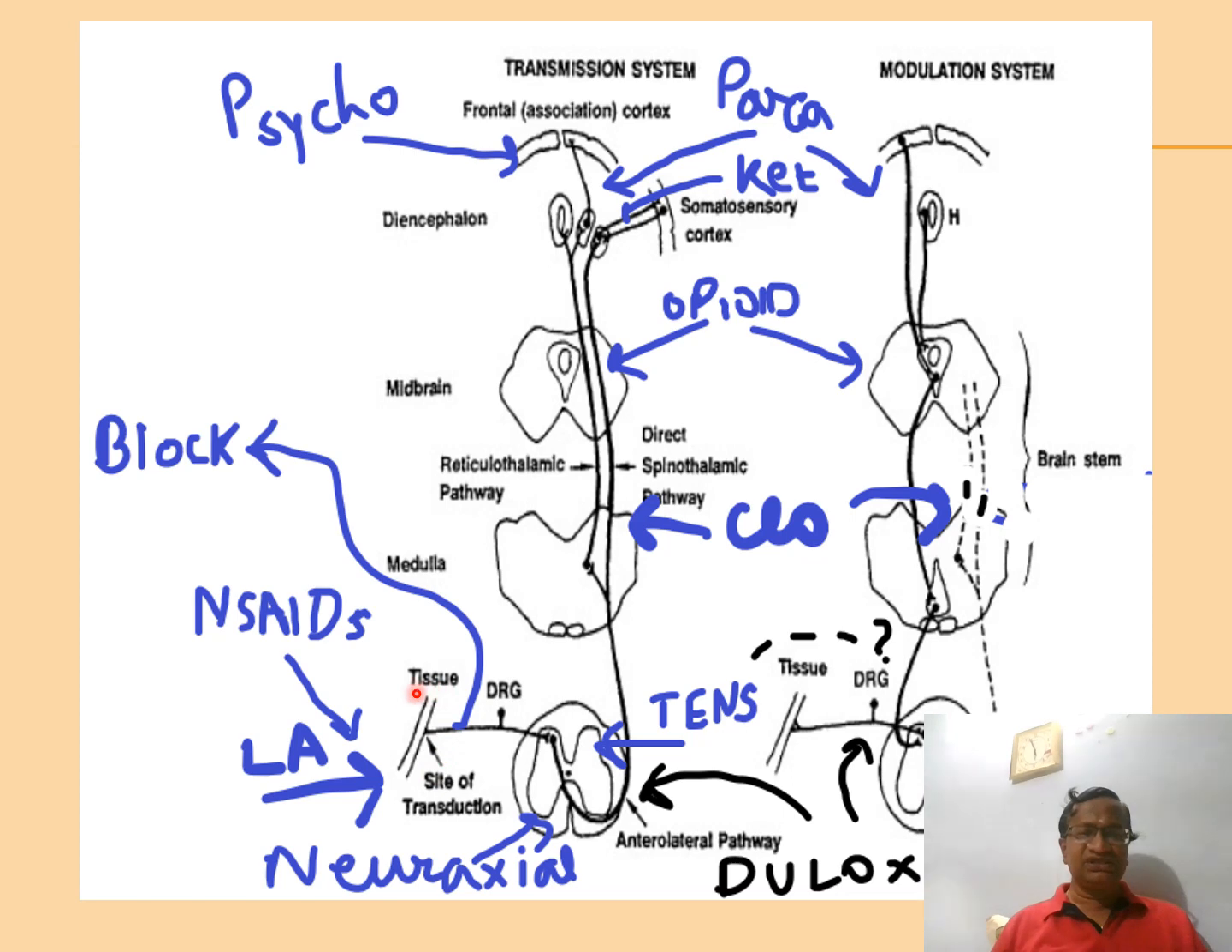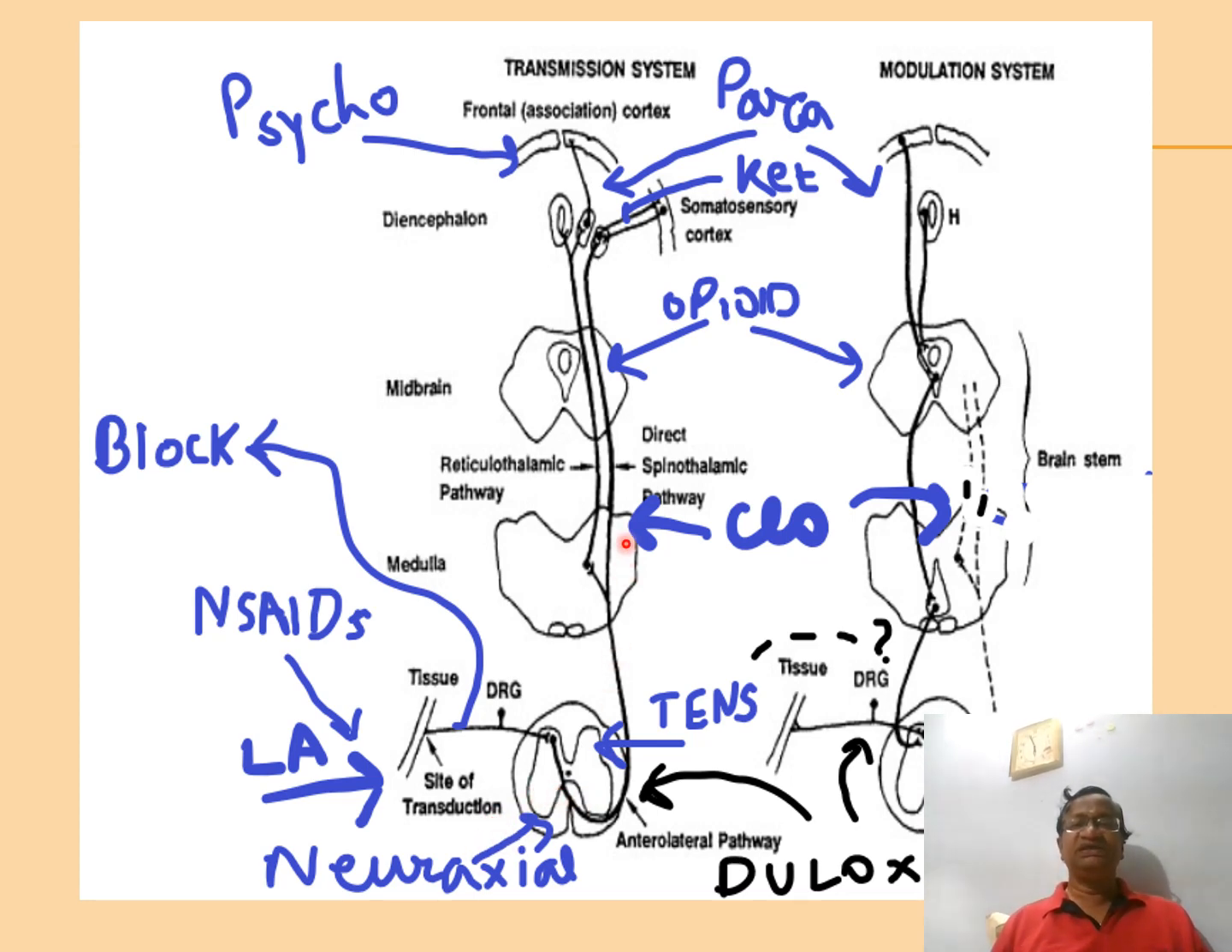Now if this is the site of pain, the injury, we can give local anesthetic here, or we can give NSAIDs parenterally, so that prostaglandins and other algogens stimulation is decreased. Now it goes through the dorsal nerve, dorsal root ganglion, and enters the spinal cord. Here we can give a block. And then it goes to the ascending pathways. We can have neuraxial, epidural, spinal.